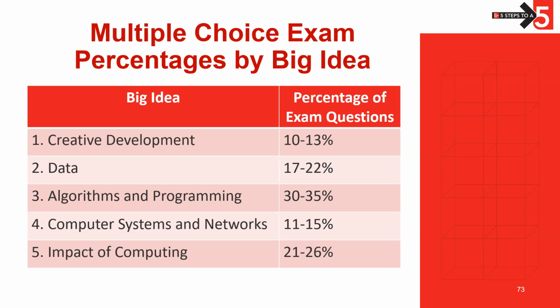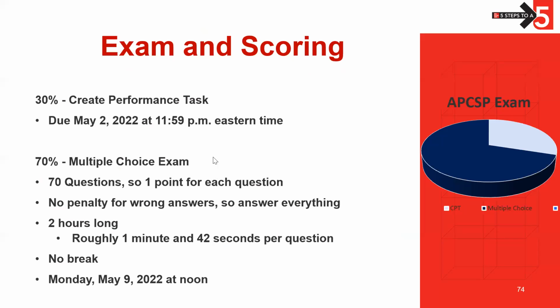There are definitely questions on there, but it is a lower percentage than some of the others. So good question, Karen. Just to review the scoring, we already talked about 30% being your create task, 70% your multiple choice, and there are 70 questions. So each question is 1% of your overall score. There is no penalty for wrong answers. Please answer everything, even if it's a wild guess.